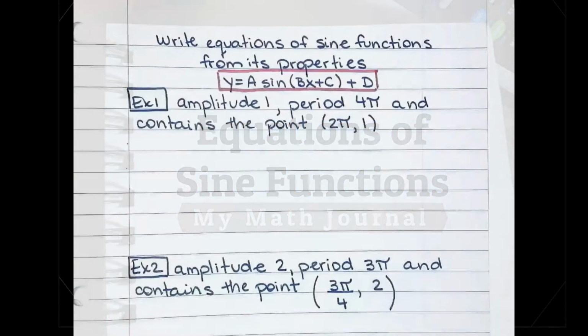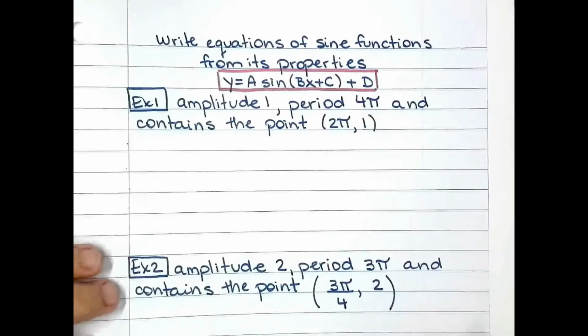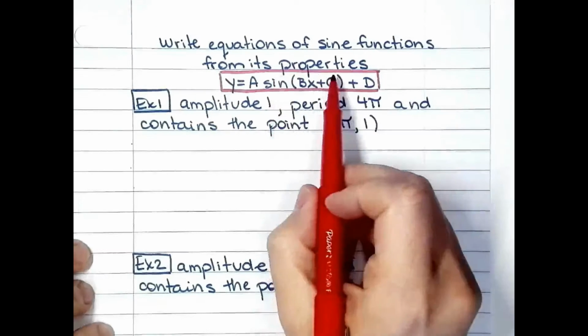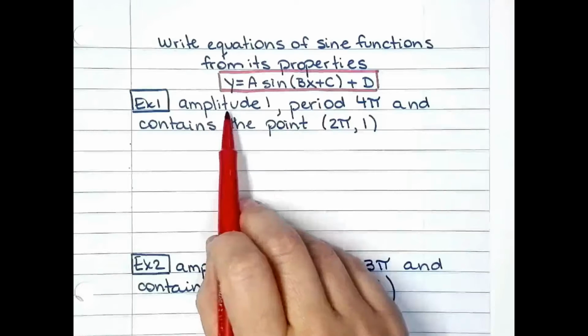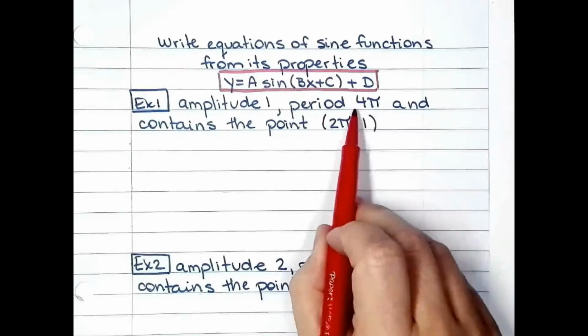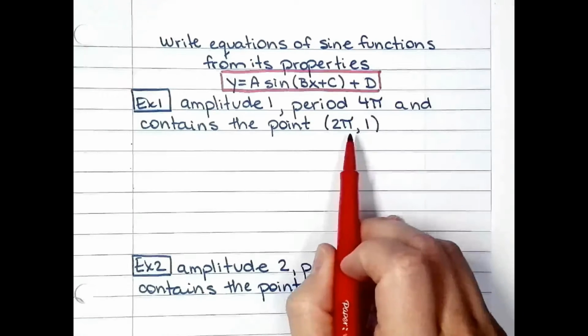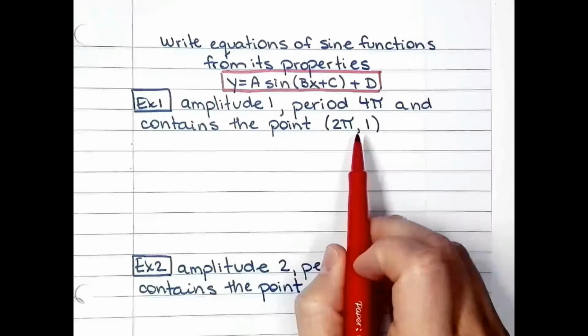Hello! We are writing equations of sine functions, given the properties of that function. For the first one, I have the amplitude is 1, period is 4 pi, and it goes through the point (2 pi, 1).